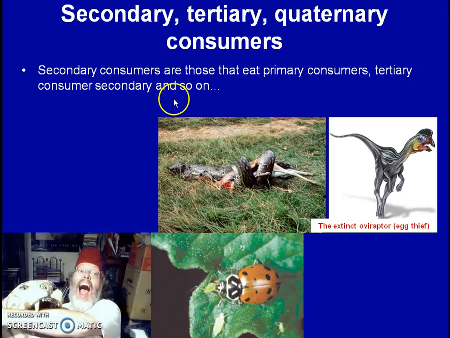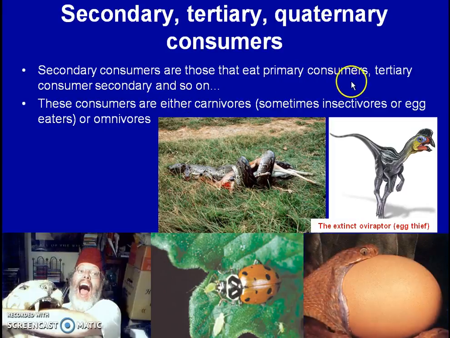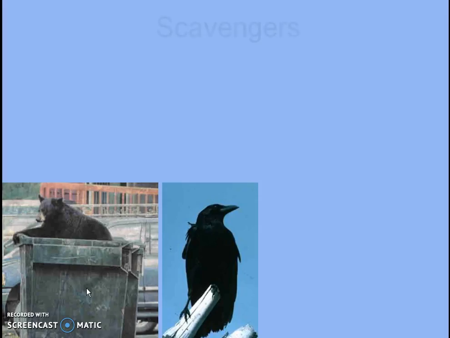The secondary consumers are those that eat the primary consumers. The primary consumers are eaten by the secondary consumers. The secondary consumers are eaten by the tertiary consumers, and so on. These consumers are either carnivores, sometimes insectivores or egg eaters, or omnivores. That is, they can play both roles, herbivore and carnivore. This is called an omnivore.